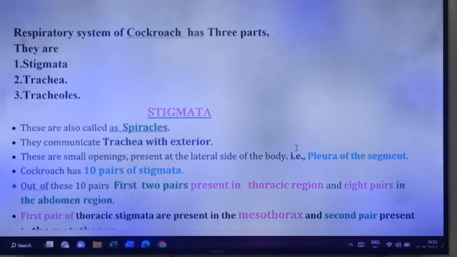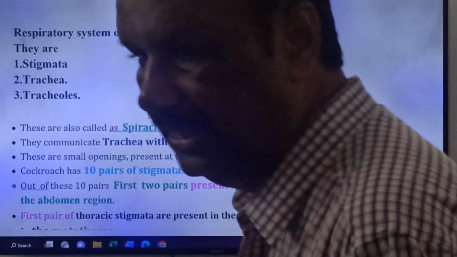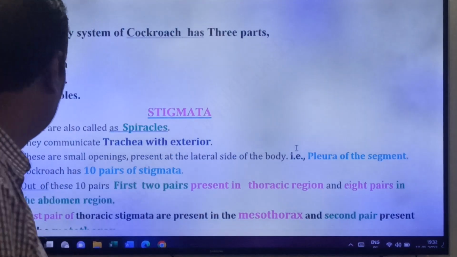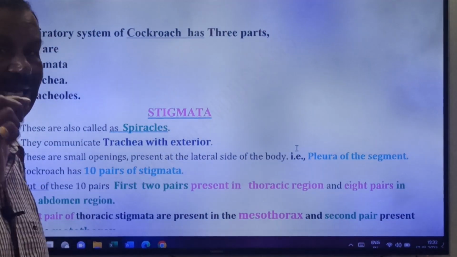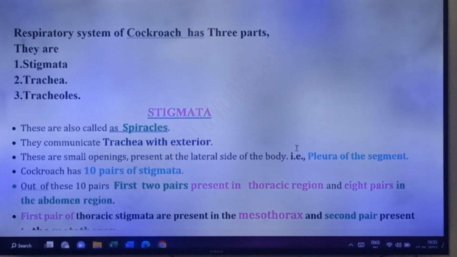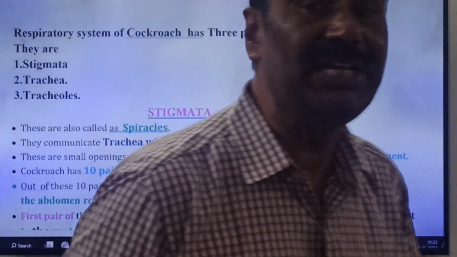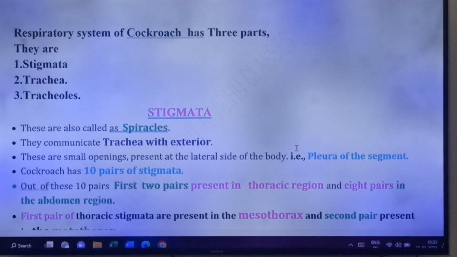First we'll take stigmata, friends. Stigmata are also called spiracles, friends. Stigmata of cockroach. The stigmata are also called spiracles. What is the role of these stigmata? What do they do, friends? They communicate trachea with the exterior, friends. The stigmata communicate trachea with the exterior.